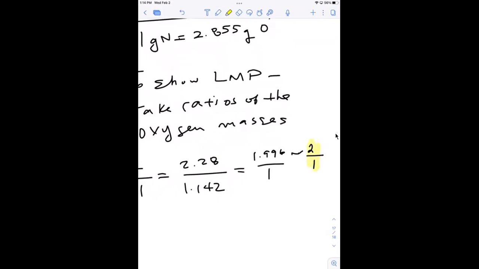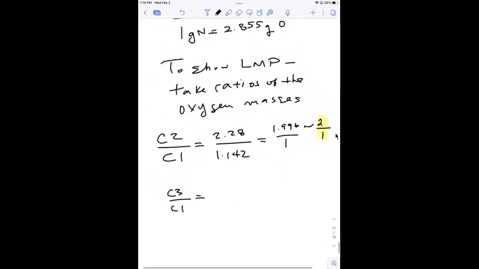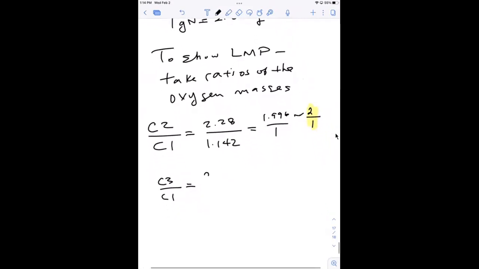So this is a small whole number ratio. And that's the idea. If you compare the masses of the second atom in that compound, they should relate to one another in small whole number ratios. That's what the law of multiple proportions tells us. So we got compound 2 and compound 1. Let's take compound 3 and compound 1 and compare those. So compound 3 is 2.855. And we're comparing the oxygens now. That's what we're doing, so don't lose sight of that. So 2.855 grams of oxygen, and then compound 1 is 1.142. Somebody give me that number.